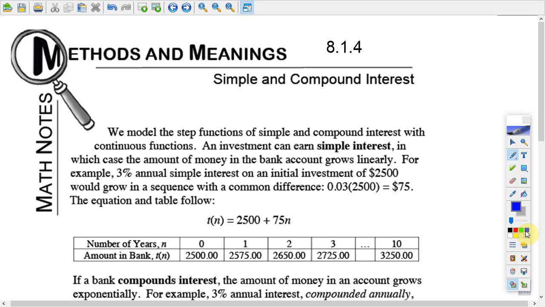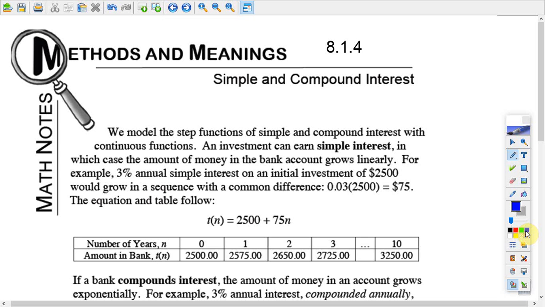We're going to talk about simple and compound interest. This is section 8.1.4. We've talked about step functions, so now we're moving into interest here. So we model the step functions of simple and compound interest with a continuous function.